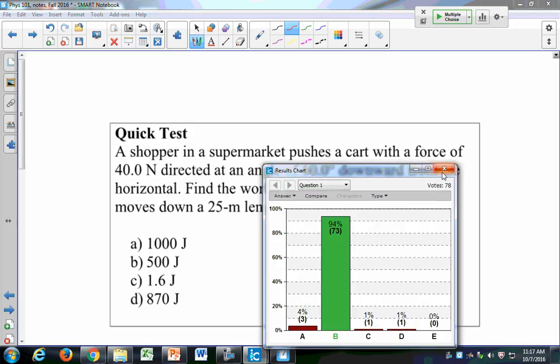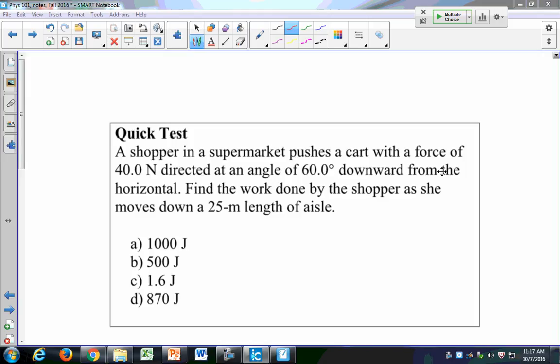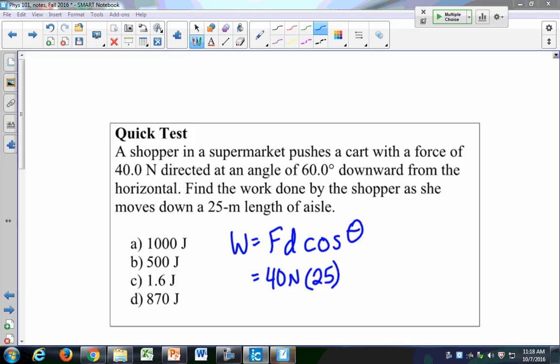Okay, awesome. B is right. Again, not terribly complex. We're just looking to make sure that we know the right values that we're dealing with. Work equals F d cosine theta. F is 40 newtons. Our displacement is 25 meters, or that's the distance traveled. And then the angle between the force and the displacement vectors is 60 degrees. Cosine of 60 degrees. And so my work is equal to 500 newtons.